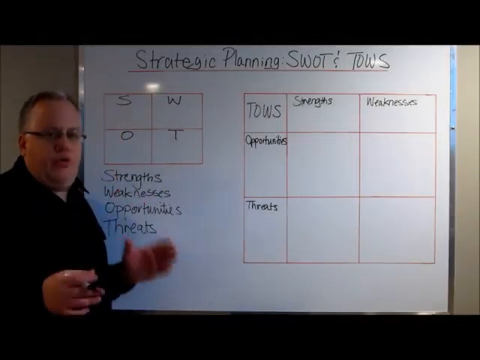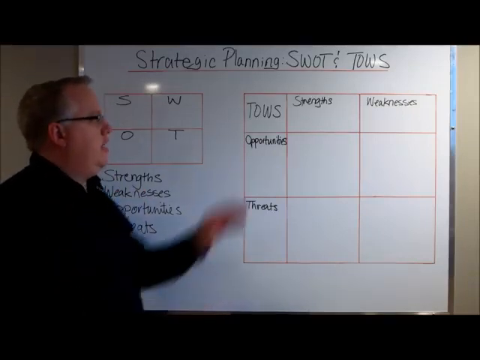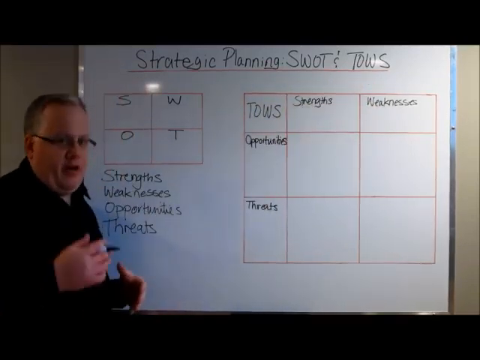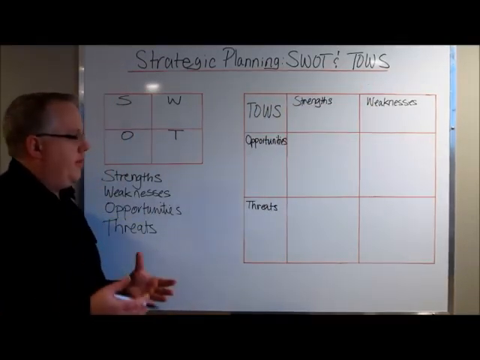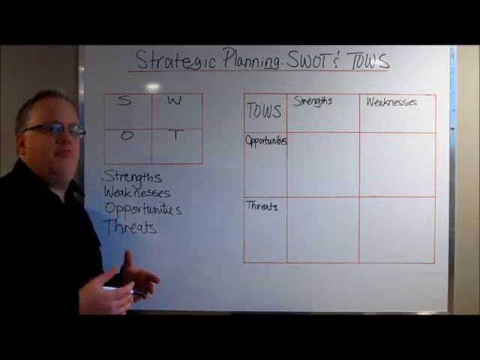Today we're going to talk about two very simple and straightforward strategic planning tools that you can use. We're talking about SWOT and the TOES analysis. Now, everybody is very familiar with the SWOT analysis. It's a very simple strategic planning tool, and it's a fantastic brainstorming tool.